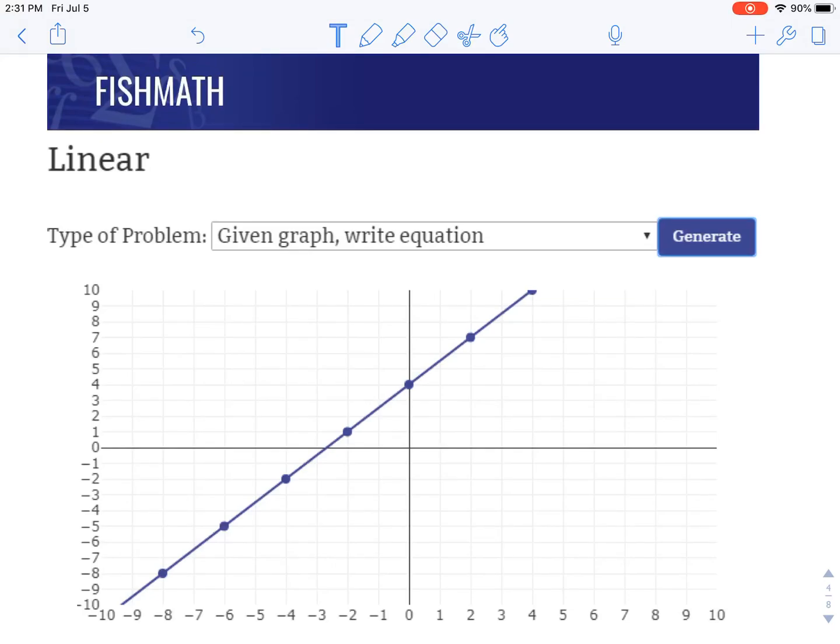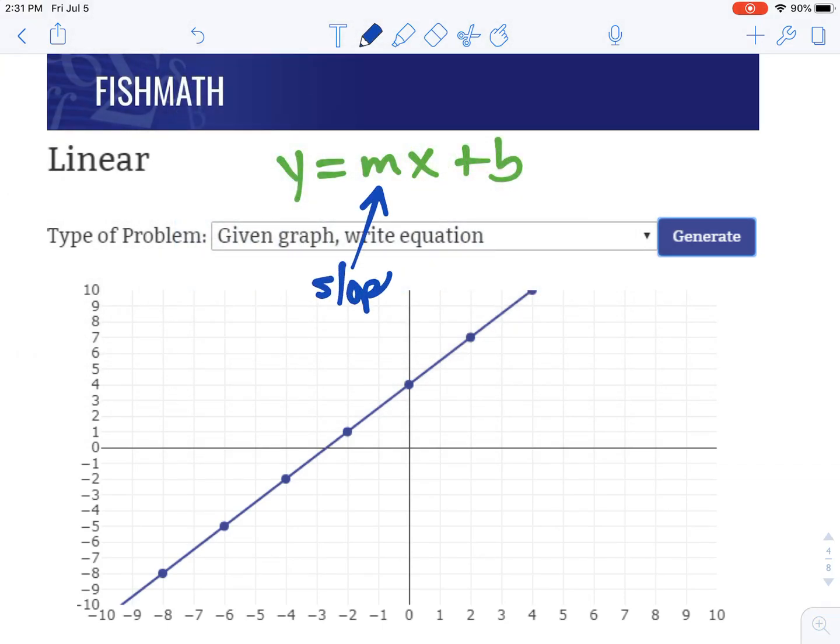Hi everyone, we're going to look at how to make an equation for a given graph of a linear relationship. So all lines are always of this form, y equals mx plus b. And our goal is to find the two missing pieces. The m is how it moves, that's the slope. And the b is where it begins, that's the y-intercept. Once we find these two things, we'll have our equation with the slope plugged in and the y-intercept plugged in.